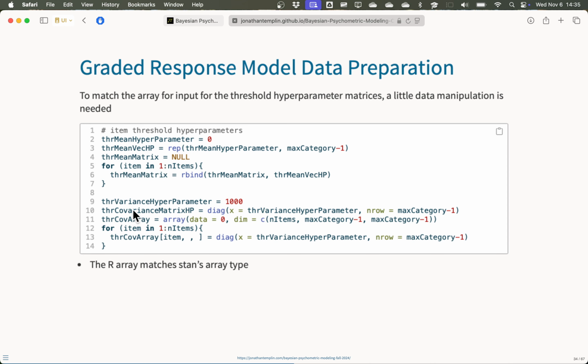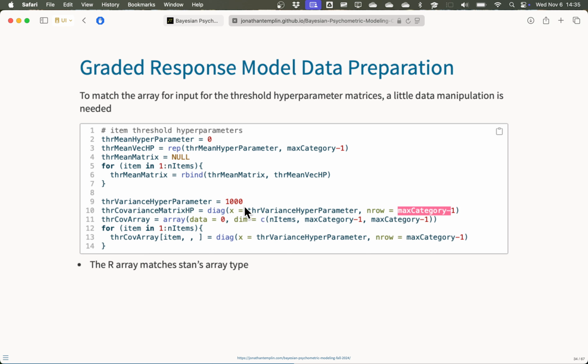Okay, second, for the covariance matrix. Now, again, this is a 3-dimensional array, but let's walk through the steps in the R syntax here. I would like the diagonal of my covariance matrix to have a value of 1,000. This is, remember, the variance of the threshold parameter is what this represents. So it's a very uninformative number. So what I do is I create a diagonal matrix where the diagonal is 1,000, and this is a 4x4 matrix.